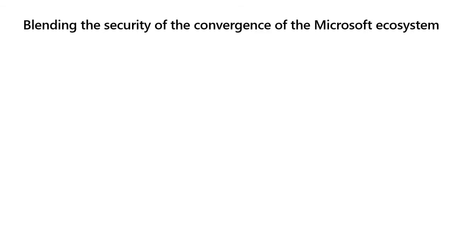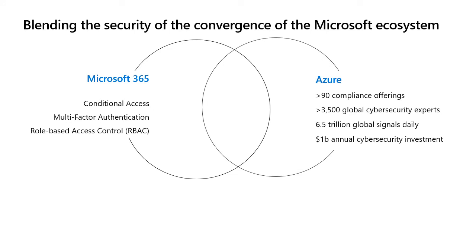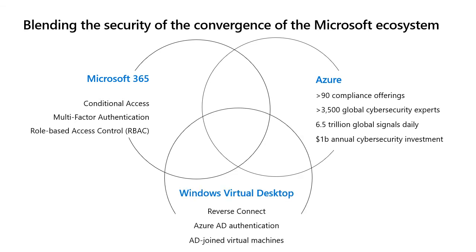Now, because it's running on Azure, you also blend the security and convergence of the Microsoft ecosystem. For example, we take technologies such as conditional access, multi-factor authentication, and role-based access control from Microsoft 365, combine that with the built-in security and trust on Azure, which includes more than 90 compliance offerings, the built-in protection provided by cybersecurity experts, and our investments in cybersecurity on Azure, and then the security of the Windows Virtual Desktop service itself, which includes Reverse Connect, Azure AD authentication, and AD-joined virtual machines.